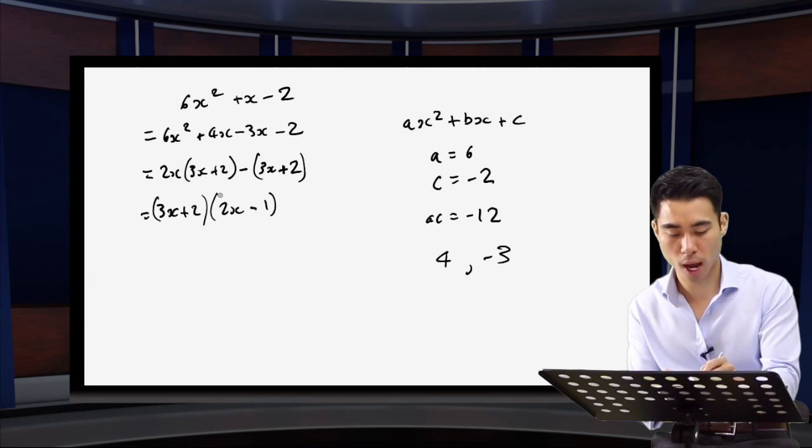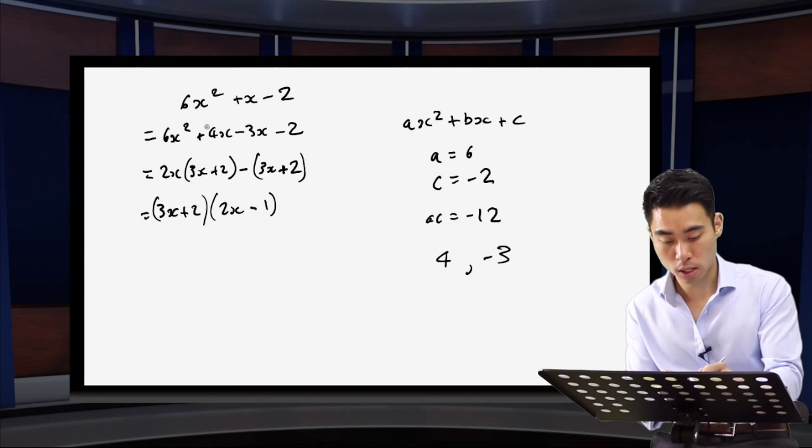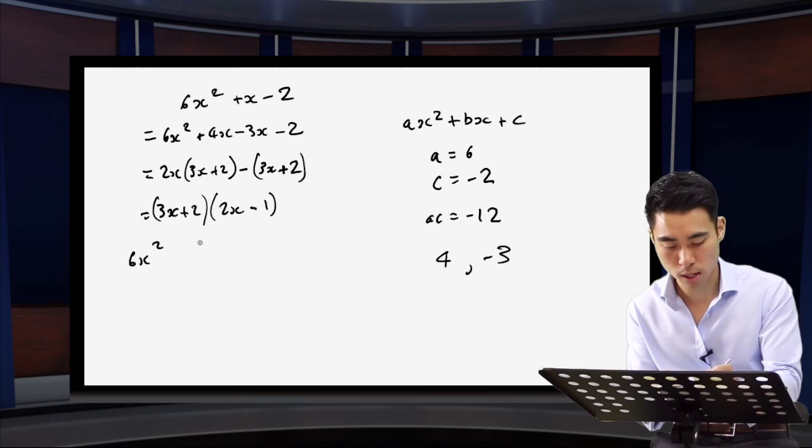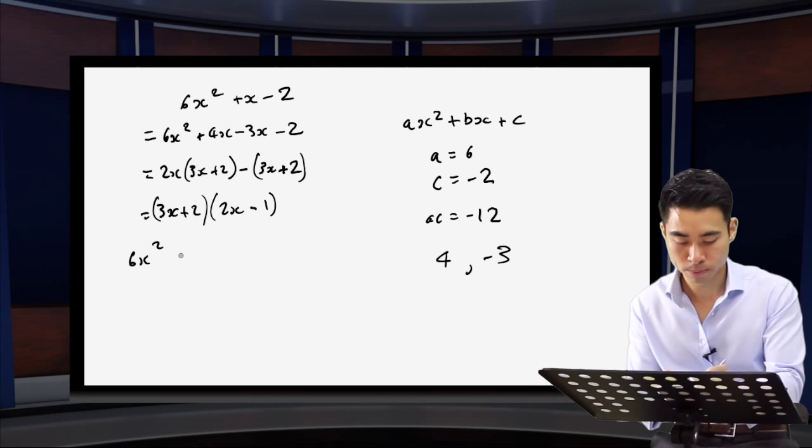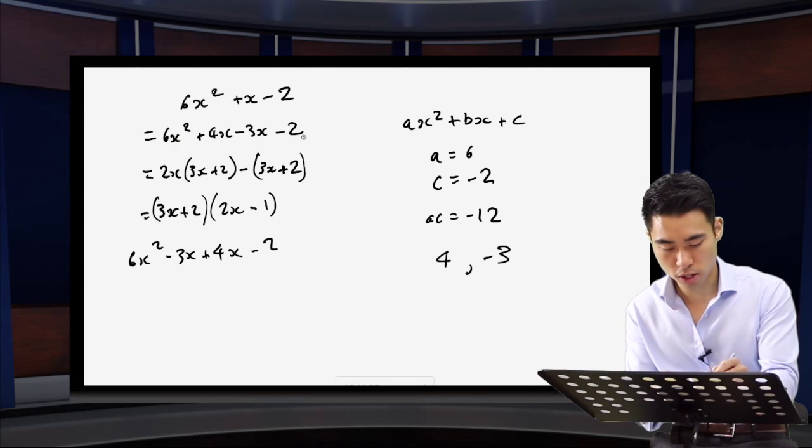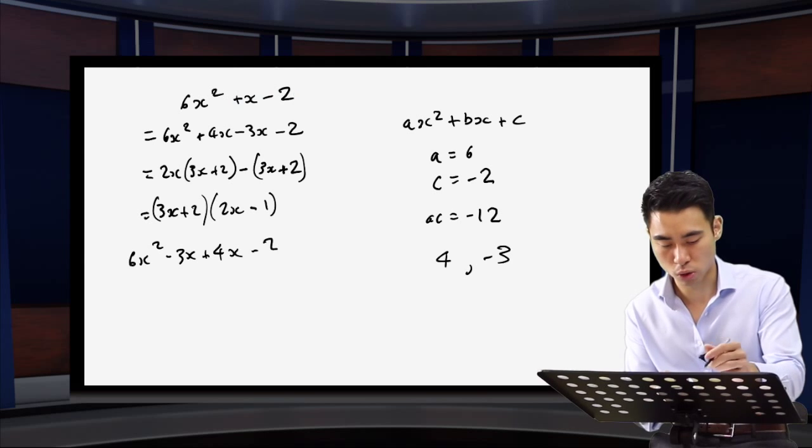And just to double check that this expression here is equivalent to this expression here, I can multiply them out. So 3x times 2x gives me 6x squared. 3x times minus 1 gives me minus 3x. Plus 2 times plus 2x gives me plus 4x. Plus 2 times minus 1 gives me minus 2. Okay, that is largely the same as that one there, and it does indeed give me this original expression there.